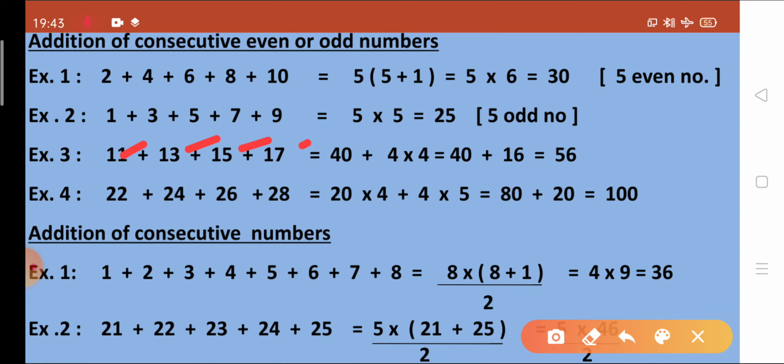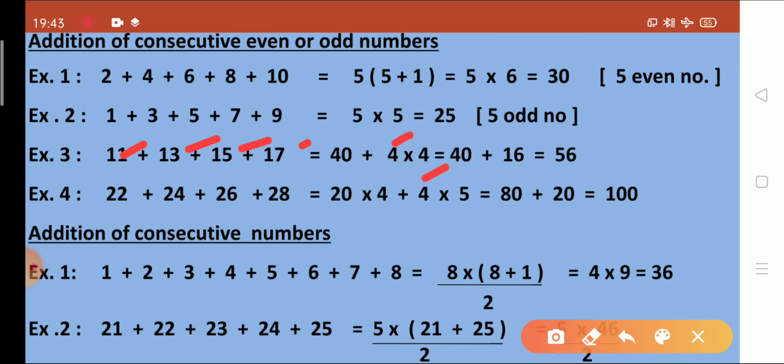First step. Then plus, and again, how many digits are there? 4 digits. So I have written 4 into 4. Why 4 into 4? Because this is an odd number. You can see 11, 13, 15, 17 are odd numbers. In odd numbers, we don't add anything. But when it comes to even number, we'll add a number.